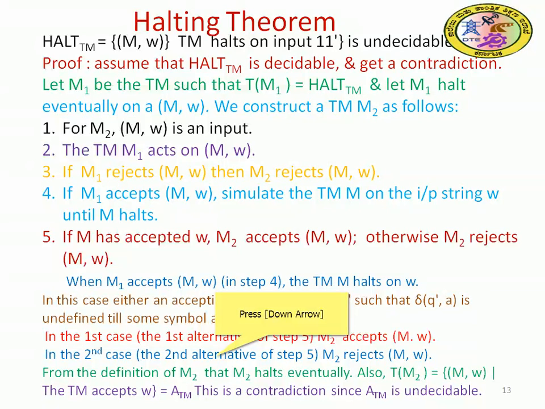So the Turing machine accepts string w, that is equal to A of TM. This is a contradiction. So M2 halts, or M2 accepts. In some cases it will accept, in some cases it will not halt, so it will remain in the infinite loop. So this contradiction, this dilemma, this oscillation will lead to the undecidability for the string 1 1, right? So that is the halting theorem concept.